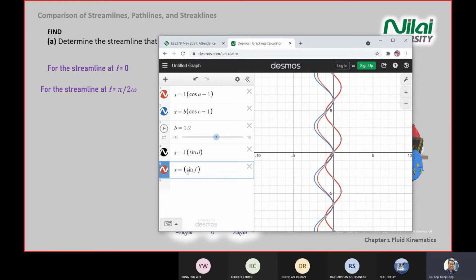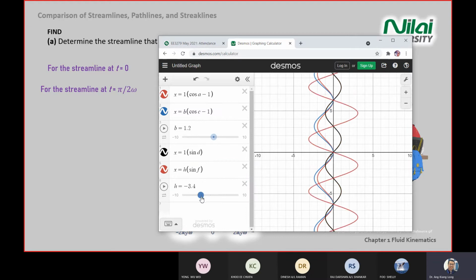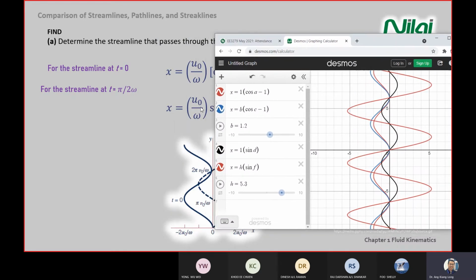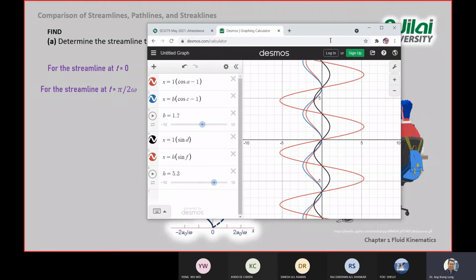Maybe I change this one to g. Sometimes with the alphabet, because the e sometimes in the computer means epsilon, it means 10 power something, I will change it to h. Then you'll see it will give you the slider to play. So we play with h. You see what happens if I change my magnitude for my second scenario, t equal to pi over 2 omega. If I change the h magnitude, it will change the shape of the red color.